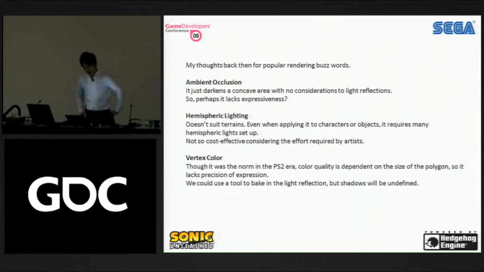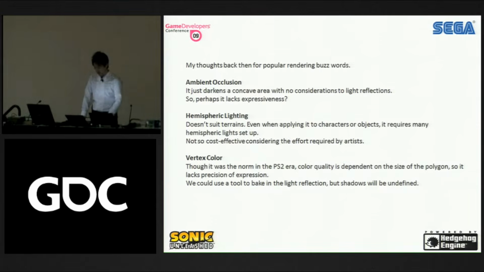So let me go off track a little bit here. In 2005, the keywords for real-time CG back then were listed here, but I had some thoughts about this, so let me talk about that. The first keyword that we heard a lot was ambient occlusion. It just darkens a concave area with no consideration to light reflection, so perhaps it lacks expressiveness.